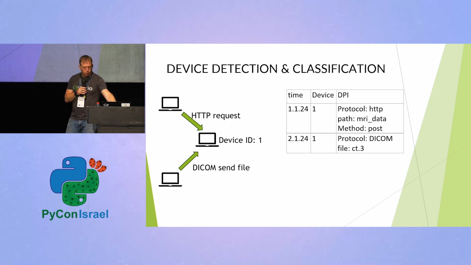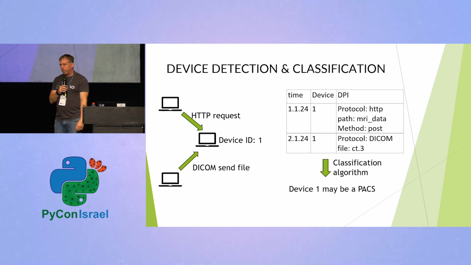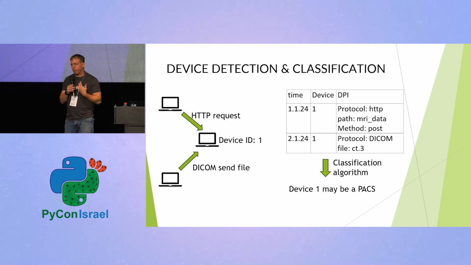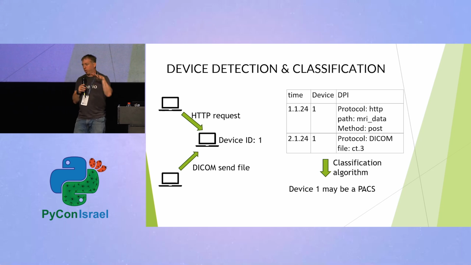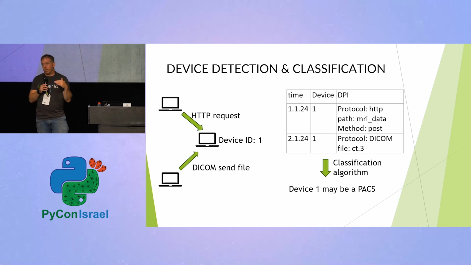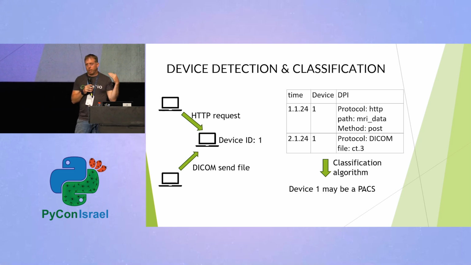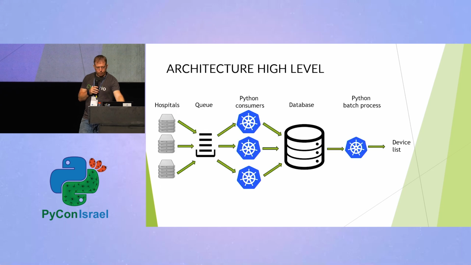So what can you conclude from this? If you run some kind of classification algorithm, you can conclude this is a PACS server. What is a PACS server? It's a file storage server. So if you look at the traffic through time, then you can run classification algorithms and determine the types and properties of the devices. So this is what we do.